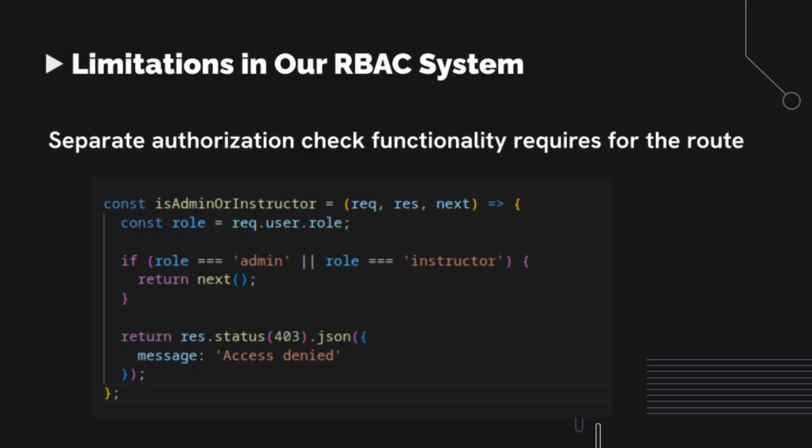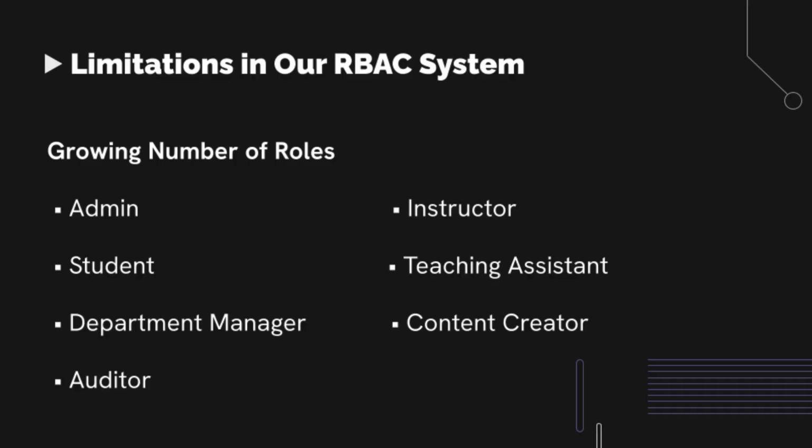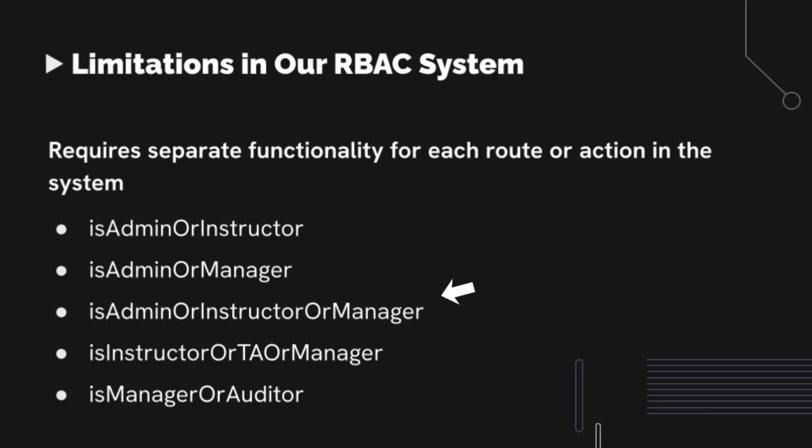At first this seems reasonable, however problems start appearing as the application grows. Now imagine the system has several roles: admin, instructor, student, teaching assistant, department manager, content creator, or auditor. Different routes may require different combinations of roles. For example, look at this middleware named admin or instructor or manager. As new roles are introduced, the number of role combinations grows rapidly. You may find yourself creating dozens of authorization middleware functions.